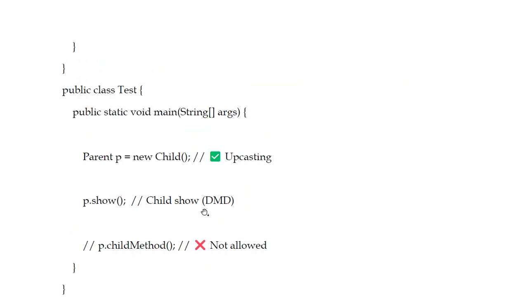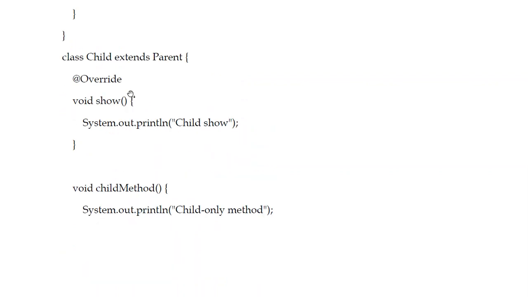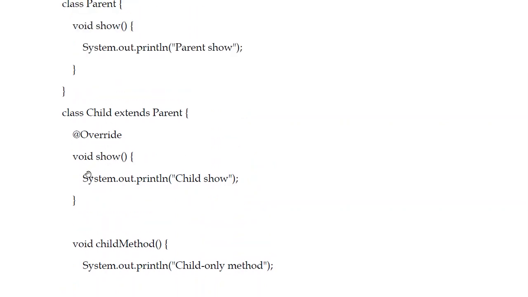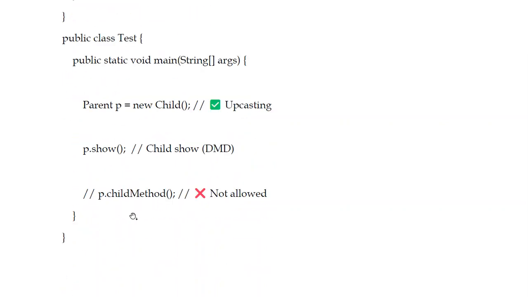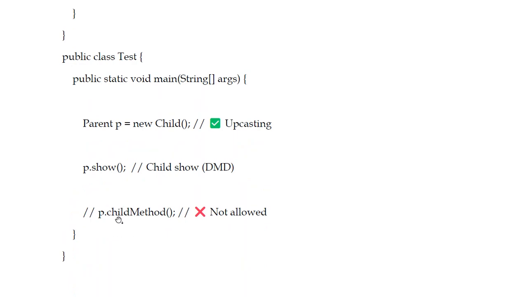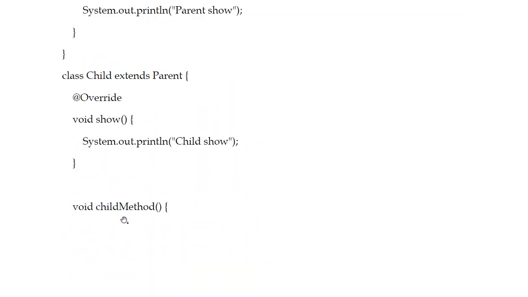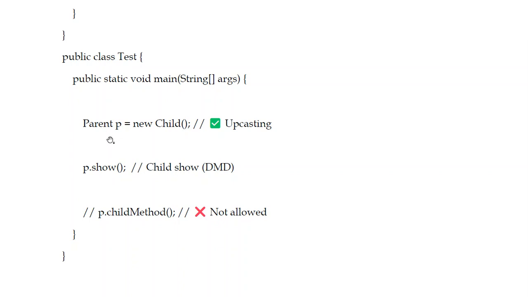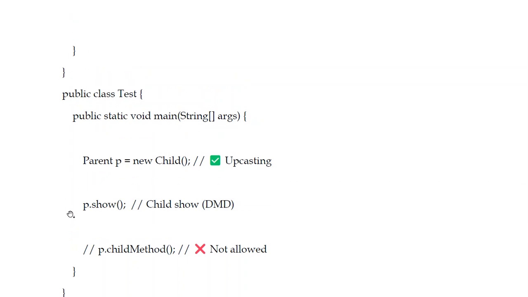Okay, what is dynamic method dispatch? At runtime, it will check which overridden method should execute. It will decide that the child class overridden method should execute, so child show should be printed. If I give p dot child method, it will definitely throw an error, because during compile time it checks the parent class methods only.